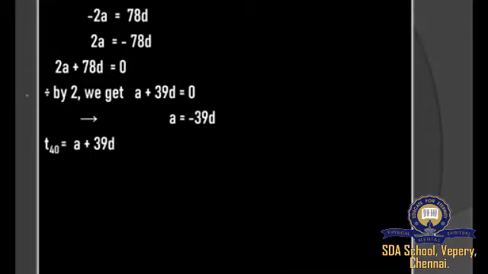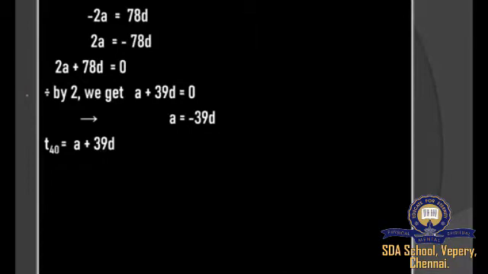So children, please listen. Here we know what A value is, right? So what is the question they have given? In an AP, 10 times its 10th term is equal to 30 times its 30th term. Find its 40th term, right? So if you want to find the 40th term, what data do I need here? A value, right? So here I found what A is, minus 39D.